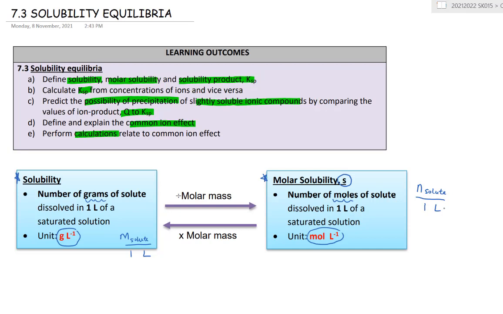So you need to understand the conversions between solubility, gram per liter, into molar solubility, mole per liter, and vice versa. So from solubility into molar solubility, we need to divide by the molar mass. And from molar solubility into solubility, we need to multiply by the molar mass. So let's try a simple example below.